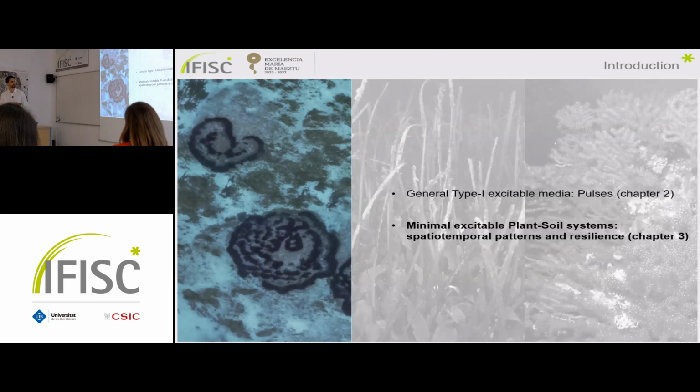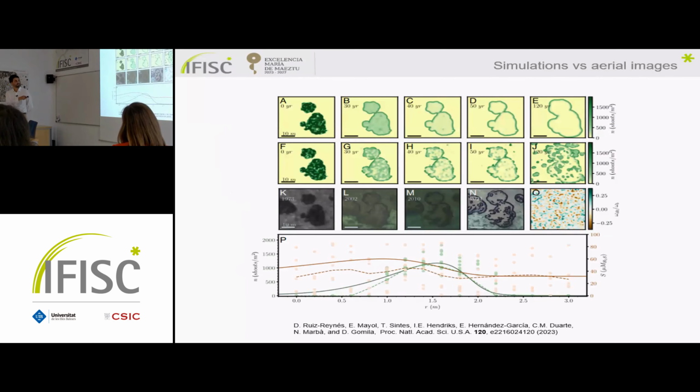Now I'm going to talk about a minimal excitable vegetation system. Here we go again to these Posidonia patterns. Well, they were very well described in this paper. Nevertheless, we wanted to take a more minimalistic approach to this because these models include a lot of biologically relevant mechanisms that are not crucial for the formation of the pulses. So we wanted to study it in a simpler system.